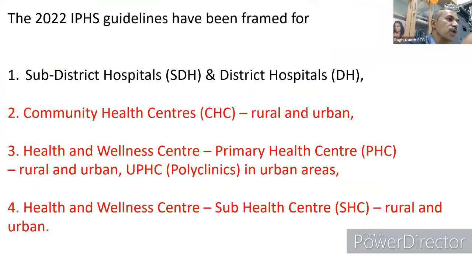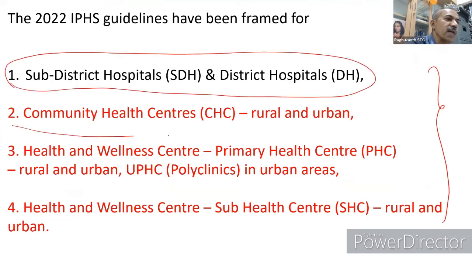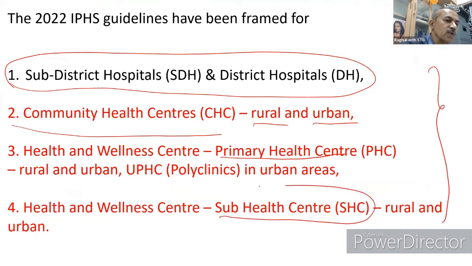As per these 2022 IPHS guidelines, all the hospital buildings are divided into categories. One is sub-district and district hospitals. Then we have community health centers, located in rural as well as urban areas. Then primary health centers, and polyclinics, located in rural and even urban areas. Then health and wellness centers, which are the sub centers, mostly in the rural areas. As per our mandate, UNICEF told us to do the vulnerability analysis for only three types: CHC, PHC, and SHC structures.